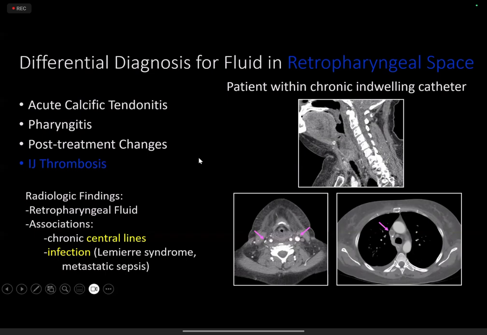Radiologic findings. Don't be afraid if you see retropharyngeal fluid, but as soon as you see it, make sure you interrogate those vessels that I mentioned before. Associations include these chronic indwelling catheters and central lines. You can also see infections such as Lemierre syndrome or metastasis.